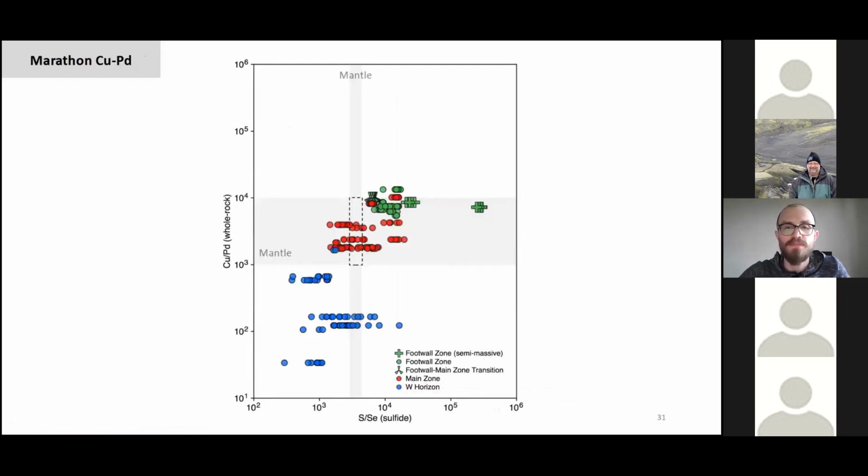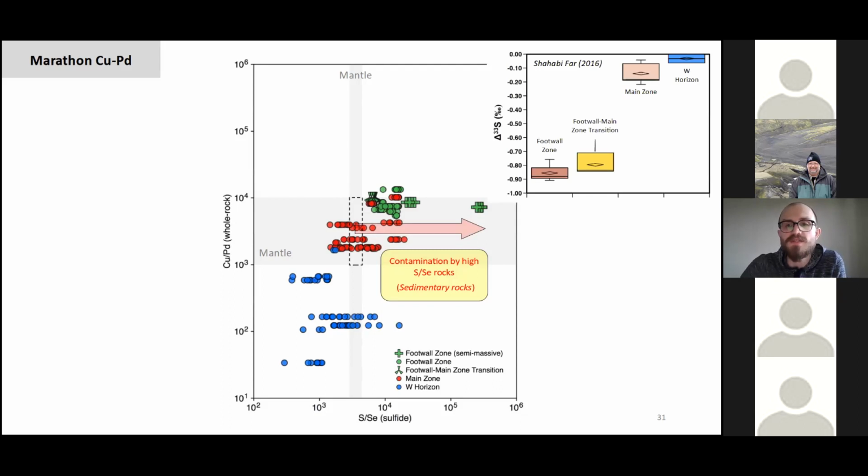Looking now just at the Marathon deposit, if we focus on the footwall zone and main zone in green and red, we can see that they have mantle-like copper palladium, but sulfur selenium ratios that range to values that are significantly higher than the mantle values, which suggests that both of these zones experienced variable degrees of contamination by sulfur-rich sedimentary rocks, with the footwall zone experiencing a higher degree of contamination.